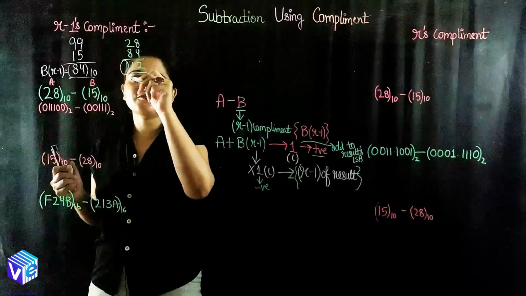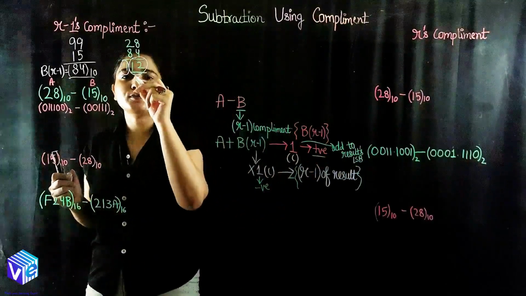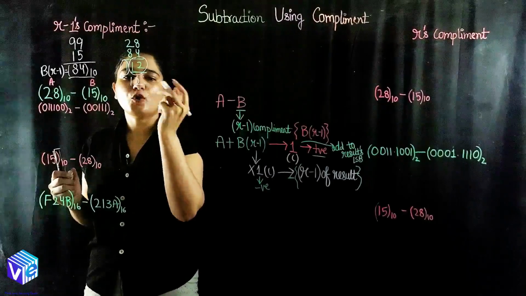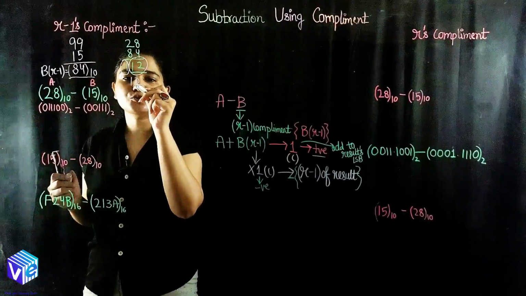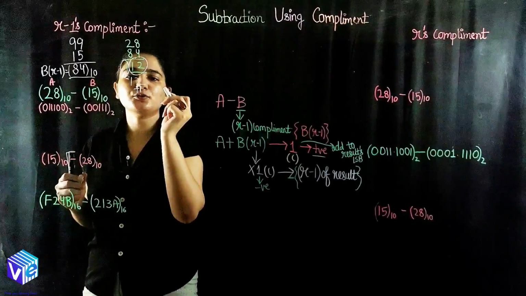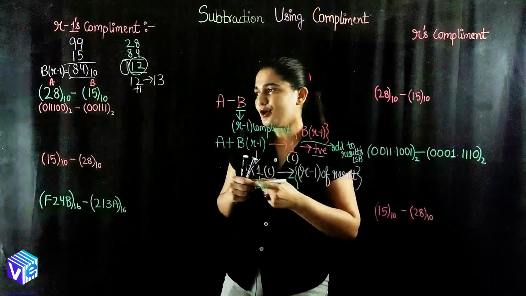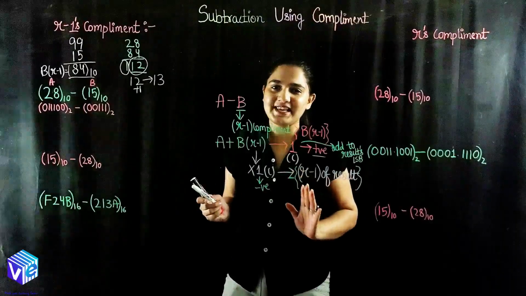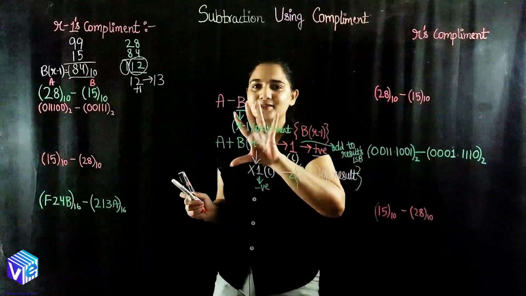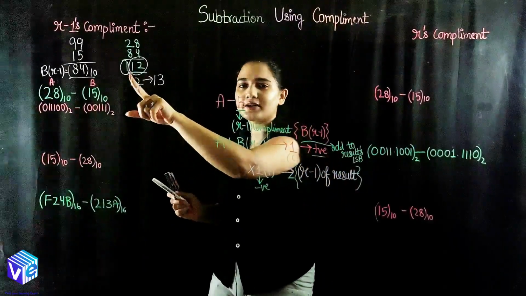What is the LSB of my result? My result is 12. What is the LSB? LSB is 2. So I will be adding 1 to the LSB. So my answer is 13. And we know 28 minus 15 is 13. So this method is actually working here.